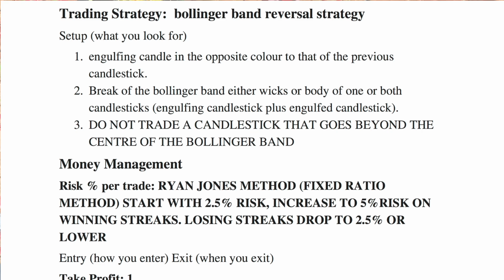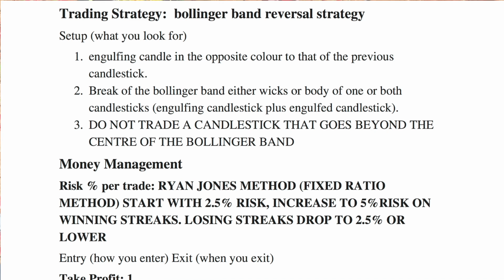So you cannot just write a strategy, you have to detail it. That's what my student Ibraheem did, so wonderful. Let's look at that. Engulfing candle in the opposite color, I guess direction, to that of the previous candlestick. Good. Break of the Bollinger Band, either wick or body of one or both candlesticks. Okay, engulfing candle plus engulfed candlestick. That's good. So it's looking for an engulfing candle breaking outside the Bollinger Band, could be either the first candlestick or the second one.